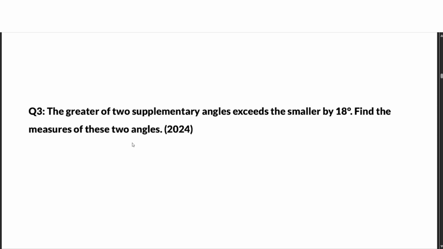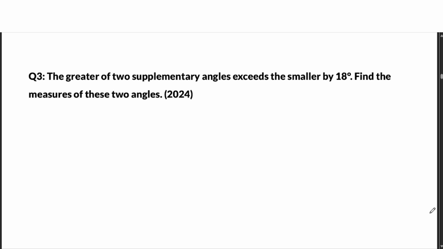So find the measure of these two angles. It is simply saying the greater of two supplementary angles exceeds the smaller by 18 degrees. First you have to understand supplementary angle means the sum is 180 degrees and complementary means the sum is 90 degrees. Okay, so here it is saying two supplementary angles.